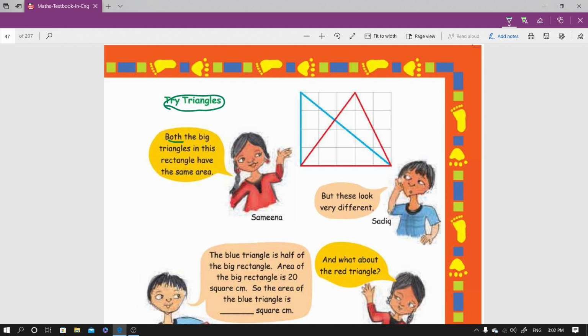Triangles. Both the big triangles in this rectangle have the same area. Sadiq says, but these look very different. આ જો બાળકો આ સરખું સ્ક્વેર છે, સરખું ટ્રાયંગલ છે તો કે નો. આ બ્લુ કલરની લાઈનનું સરખું ટ્રાયંગલ છે તો કે નો.